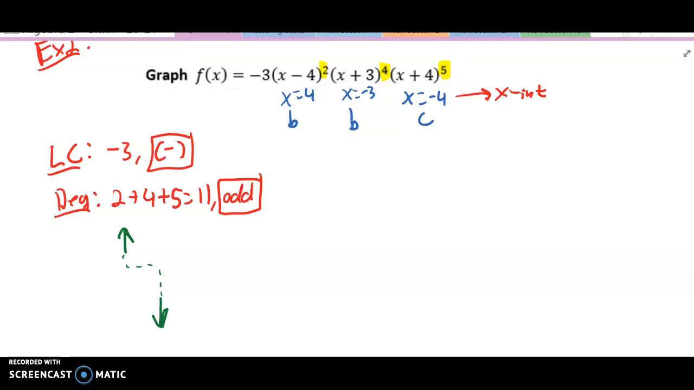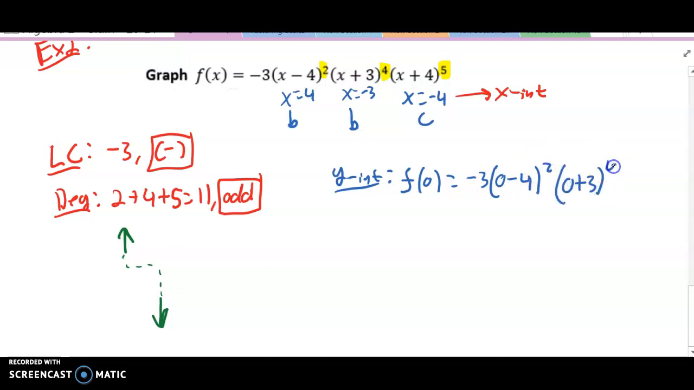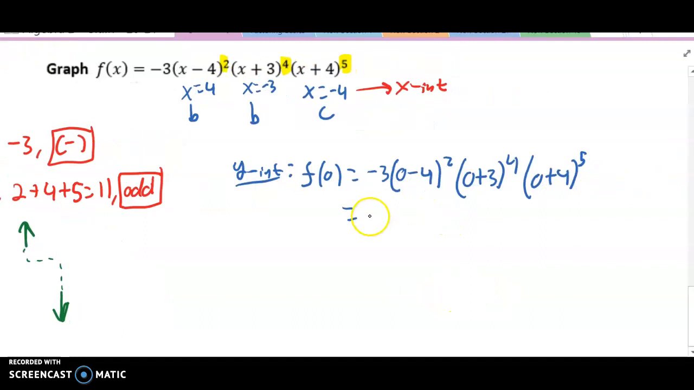Okay, I need my y-intercept now. This y-intercept is going to be a little more involved. So I'm still going to plug in 0 for x. So I've got -3, doesn't change. 0 minus 4 squared. 0 plus 3 to the 4th. And 0 plus 4 to the 5th. We're going to simplify. -3, -4 squared. 3 to the 4th. 4 to the 5th.